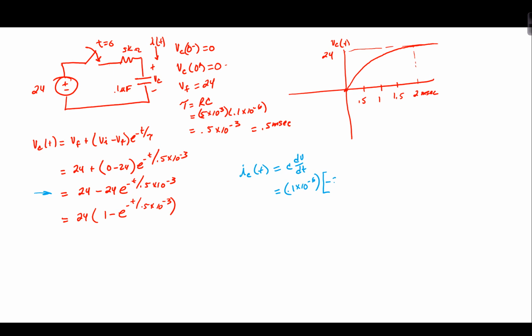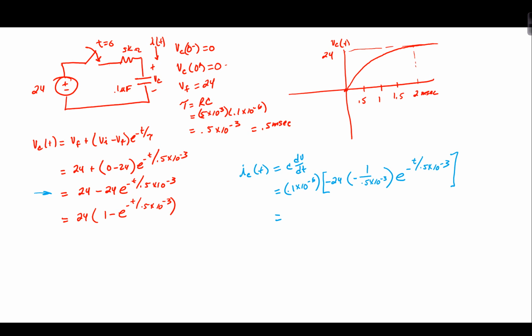I've got a negative 24 times e to the negative t over that. Well, once again, that kicks out a negative 1 over 0.5 times 10 to the minus 3rd, e to the minus t over 0.5 times 10 to the minus 3rd. Probably didn't need those square brackets, but they're there. And that then equals, I've got a minus times a minus. The current is going to be positive.